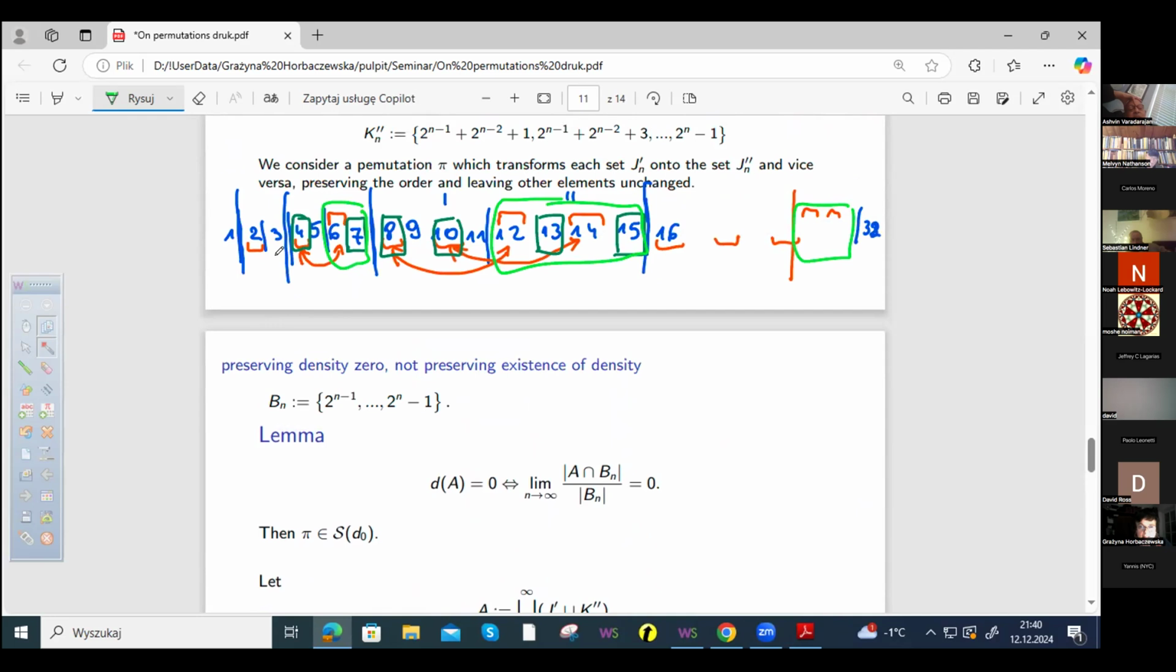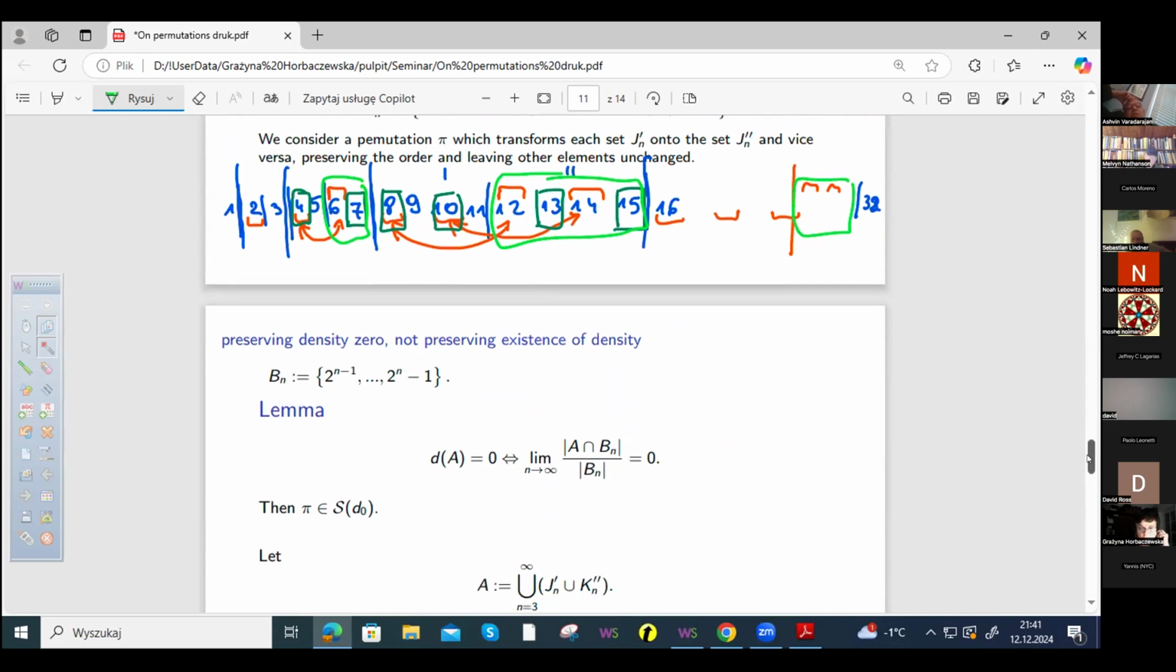So here we had a set A, which had density a half, but after transporting this into these light green parts, we can see that the lower density of these parts is equal to 1/3 and the upper one is equal to a half. So we spoiled the density. Yeah? So not only did we not preserve the density, but also we spoiled it. Okay.